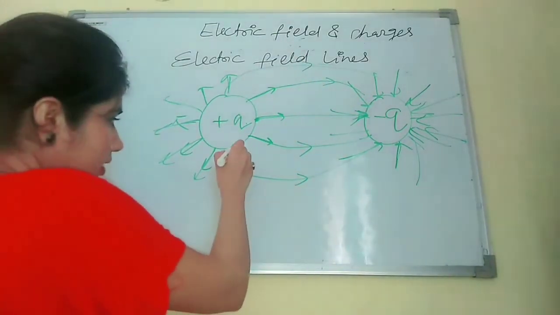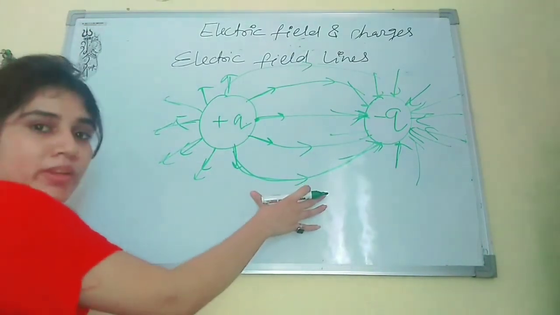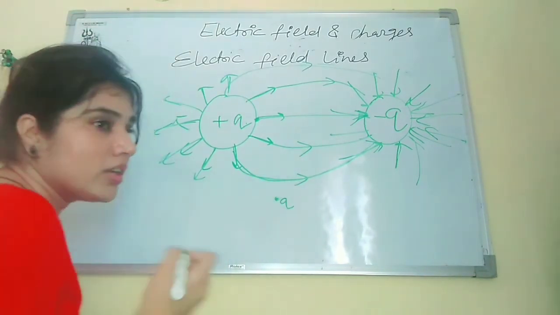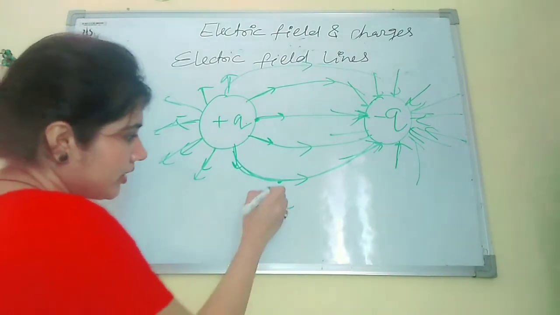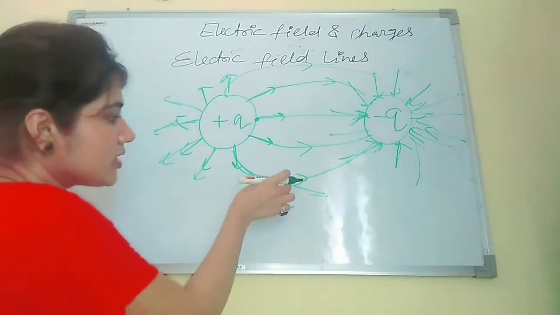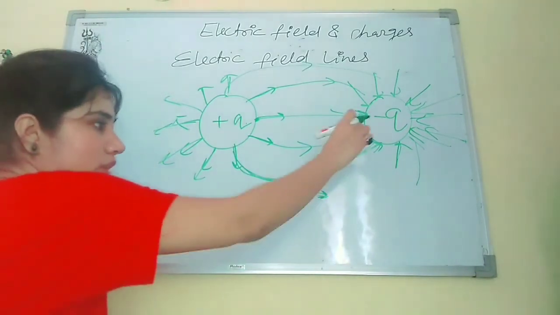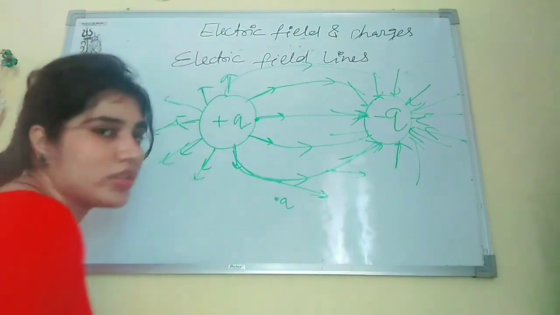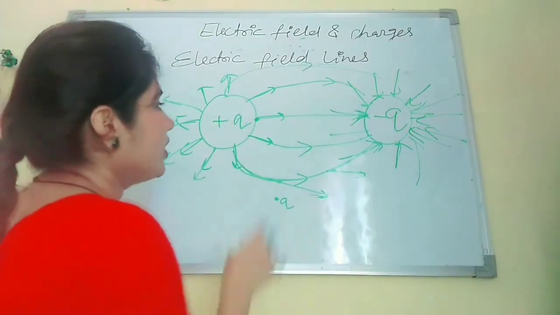Now you are seeing this is in the form of a curve, which means it is forming a circle. If we put any point charge plus q, this is the circumference of the circle, and it will make a tangent from this circumference like this. From any point it will make a tangent like this. This is one of the properties of electric field lines.